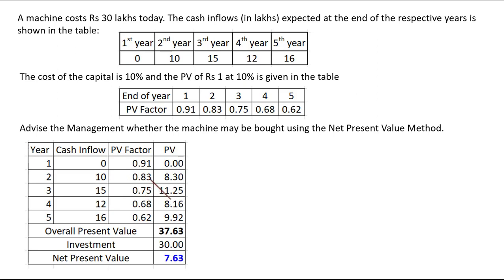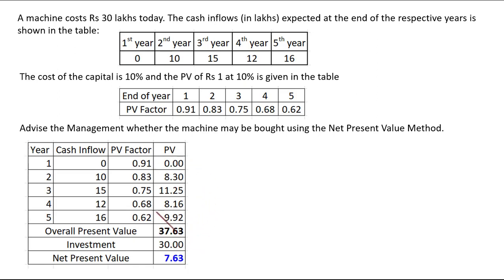So that's the present value factor multiplied by 10. Though I'm going to get 15 lakh rupees after 3 years, what if I'm going to get it today? It is as if I'm going to get 11 lakh and 25,000 rupees today itself, and not 15 lakh rupees. So the 12 lakhs after 4 years is as if we are getting 8 lakh rupees today. And 16 lakhs after 5 years is as if we are going to get 9 lakh 92,000 rupees today. And of course, we are not going to get any money after the first year, so the present value today is also 0. And if we add all these incomes, we are going to get 37 lakh 63,000 rupees.